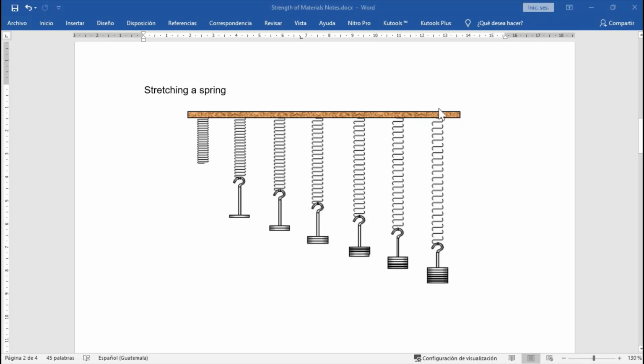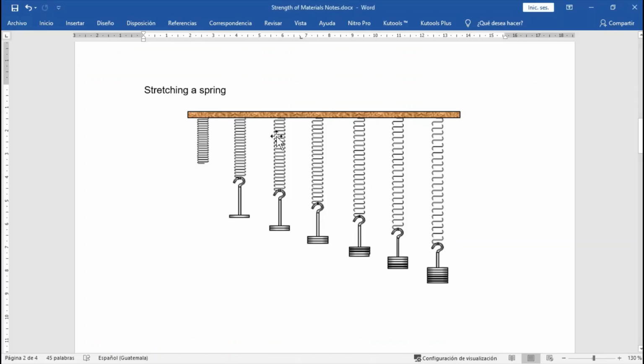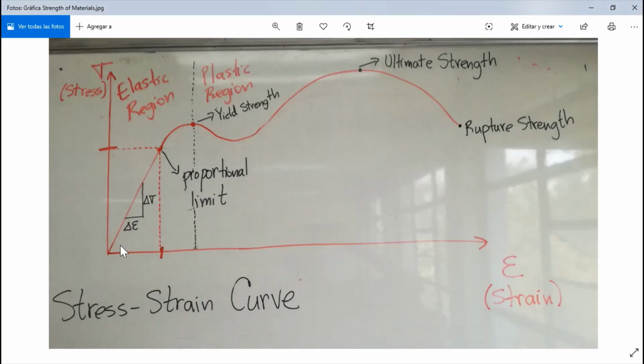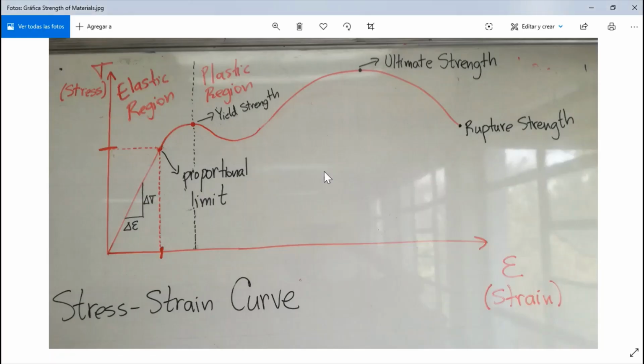Let's go back to the graph. Moving from left to right is what is happening hypothetically to this spring, right? We are stretching the spring, and this is the behavior. So as we move from left to right, it's like moving from left to right on this graph. Look, we have an initial part that has a straight line. That means that there is a proportionality. If there is a proportionality, we can use an equation to model it.